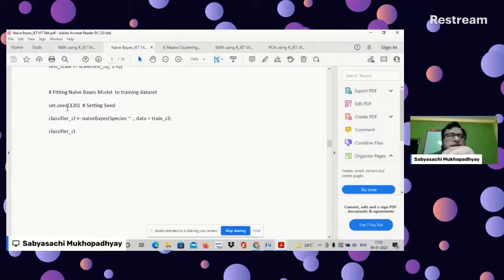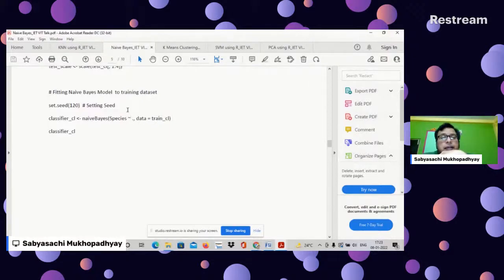Then you use the naiveBayes function. Remember that I told you R is a case-sensitive language, so whenever you write the naiveBayes function, make sure the B is a capital letter. Then Species is the outcome you want to predict, followed by the tilde sign. On the right side of the tilde you don't have to write anything; only a full stop will be fine, because on the basis of the sepal length, sepal width, petal length and petal width, you want to predict the species. You can also write it as Sepal.Length plus Sepal.Width plus Petal.Length plus Petal.Width.